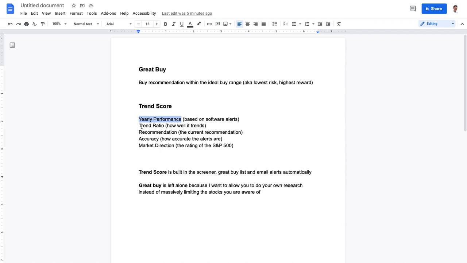So the trend score is first based off the yearly performance if you follow the software alerts. Second, it's based on the trend ratio, how well this stock trends. Does it actually trend up, or is it more of a range bound stock? Because we want a stock that trends up, right? We want a stock that when we put our money into it is actually going to increase in value.